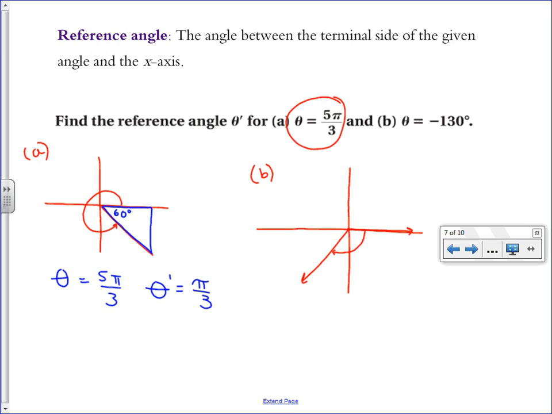The reference angle is always going to go straight to the x-axis, just like it says up at the top of this screen, between the terminal side and the x-axis. So if that's 130 degrees, then in this case, there's only 50 degrees left over to get you up to the x-axis. So when theta is negative 130 degrees, the reference angle is going to be 50 degrees. We don't need to make our reference angles negative. The reference angle can be positive.